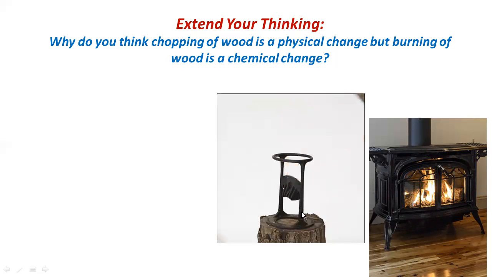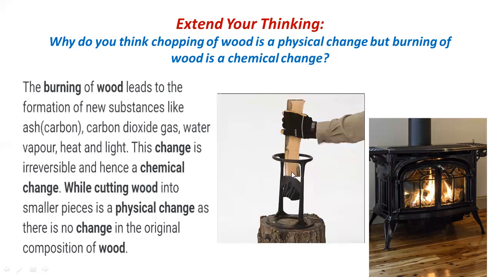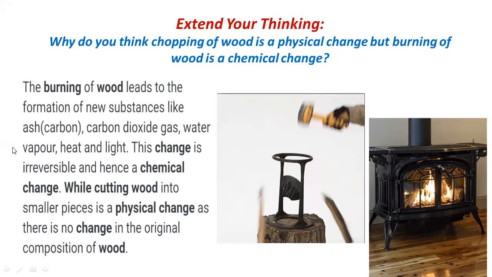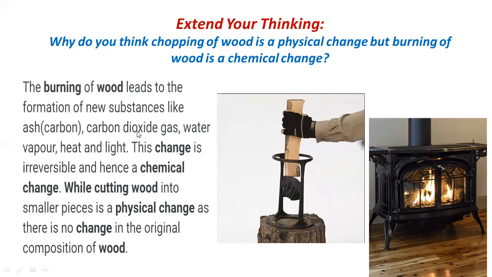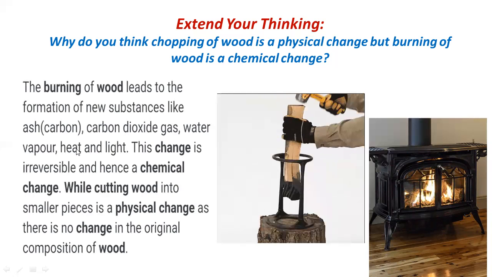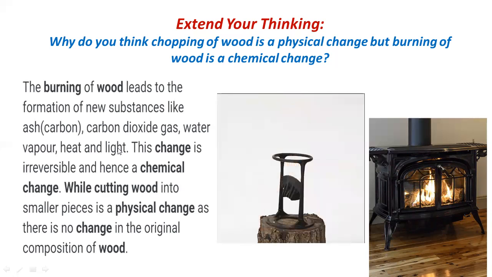But in this case, no new product is formed. The composition is the same. Wood will remain wood. If you cut it into small pieces, or if it remains in big pieces, it remains wood. Nothing will change except the size. So it's a physical change. So the burning of wood leads to the formation of new substances like ash, which is carbon, carbon dioxide gas, water vapor, heat, and also light. So this change is irreversible. We cannot convert the ash back into wood, and hence it is a chemical change.